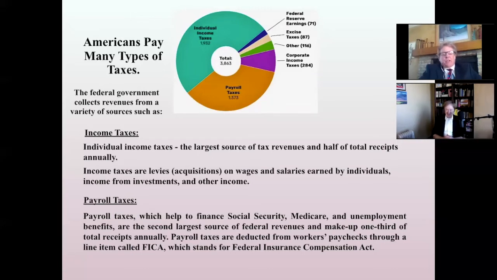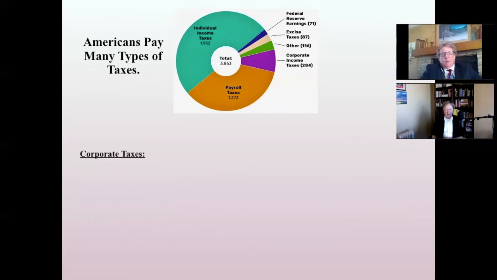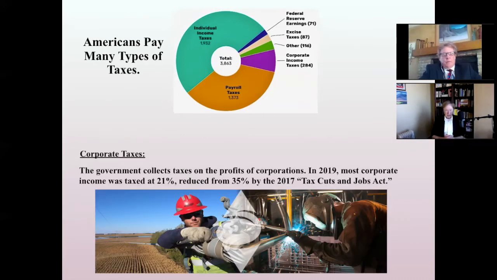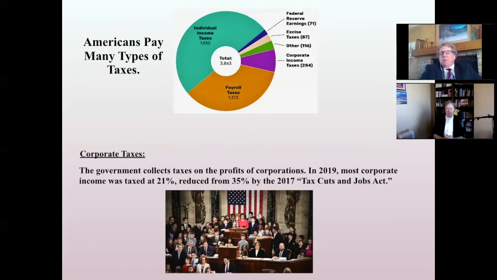Payroll taxes are deducted from workers' paychecks through a line item called FICA, which stands for Federal Insurance Contributions Act. Then there's corporate taxes. The government collects taxes on the profits of corporations. In 2019, most corporate income was taxed at 21%, reduced from 35% by the 2017 Tax Cuts and Jobs Act. You know, Eric, they're talking about this currently in November of 2021, raising this corporate income tax up close to that 35% that was back in 2017.